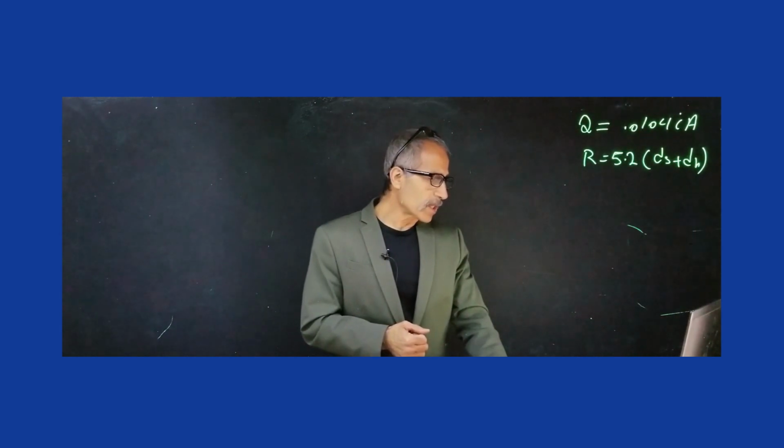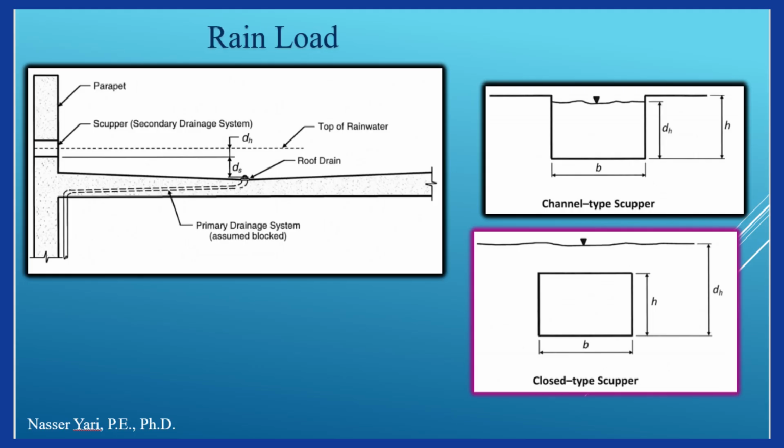Going back to the other slide where we have the scupper, there are two different types of scupper. There's a channel type scupper, and those are dimensioned, and there's a closed system type scupper. Our problem is the open channel one, which is a B. Let me look at the problem again. Yeah, a 6-inch wide B channel scupper.